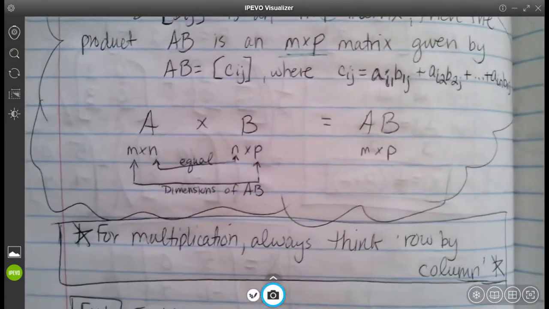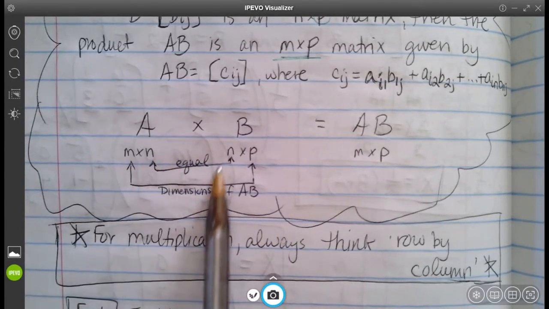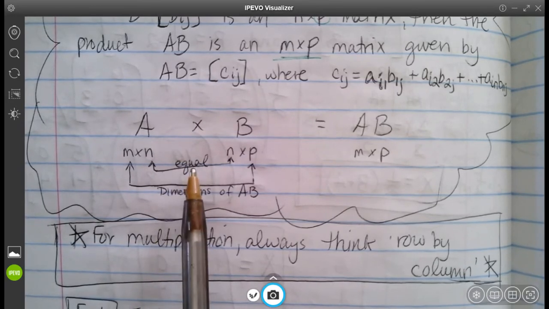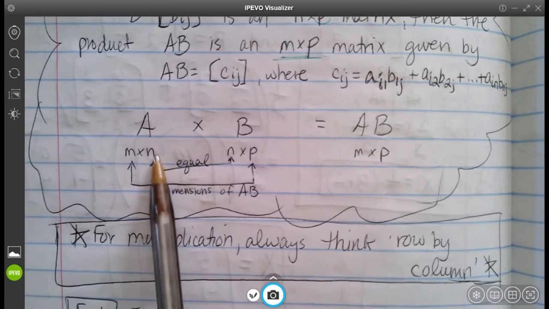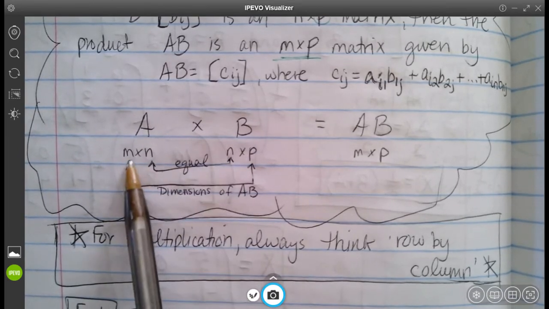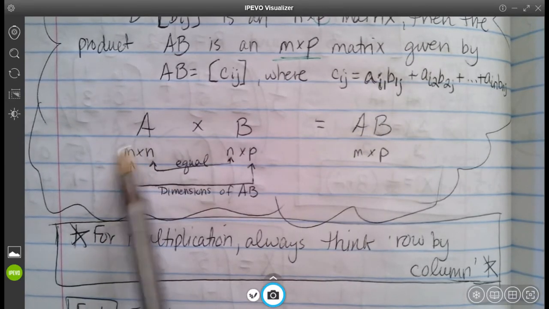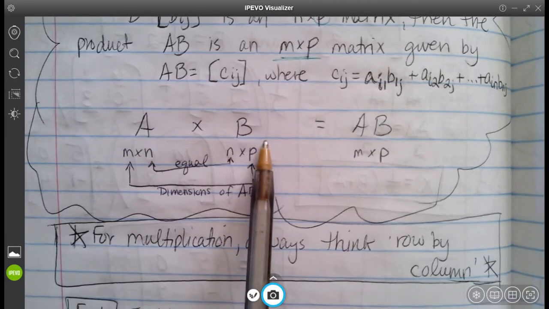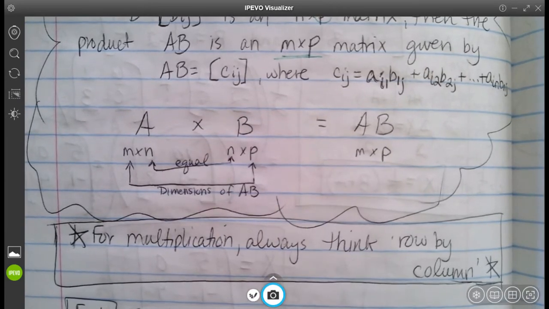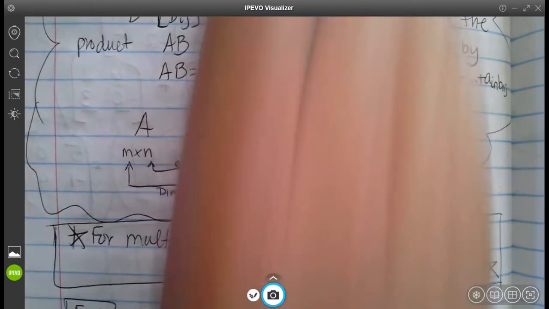It's important to note that we do have to have these inner dimensions be the same. If they're not the same, then it's not going to work. So these two are equal. The column of this guy is the same as the row of this guy. And the ending result, the product, will be the dimension of the rows of A by the columns of B. So m by p. For multiplication, here's a big hint. Always think row by column.